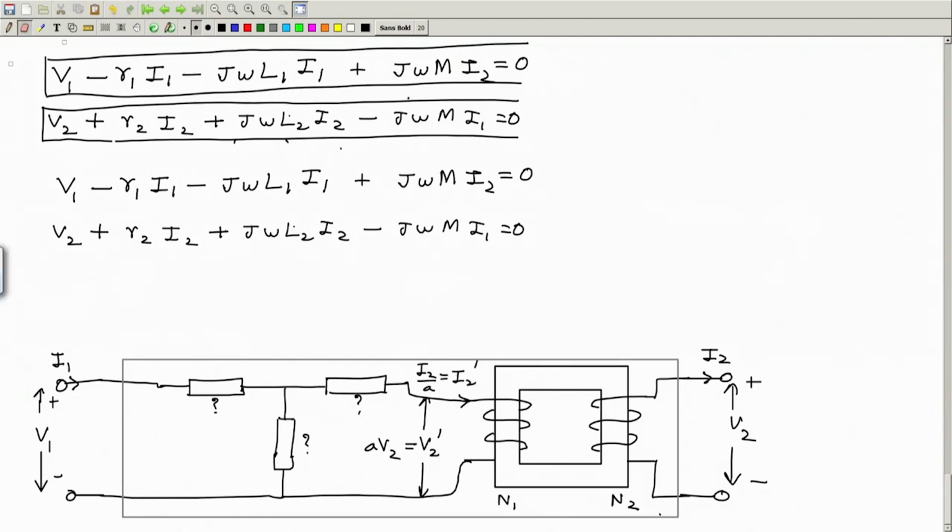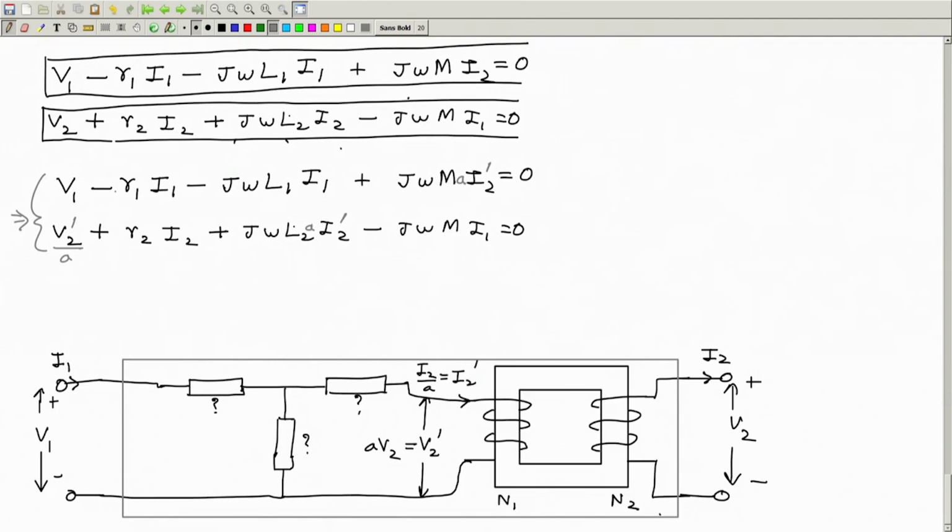Okay, so we write, in place of I2 I can write AI2 prime. I have another one here, AI2 prime. Anywhere else? No. Okay. In place of V2, I write V2 prime by A. So here I write V2 prime by A. I do not have any more V2.